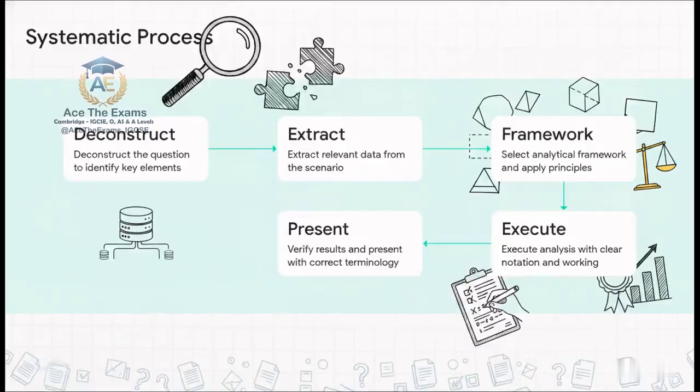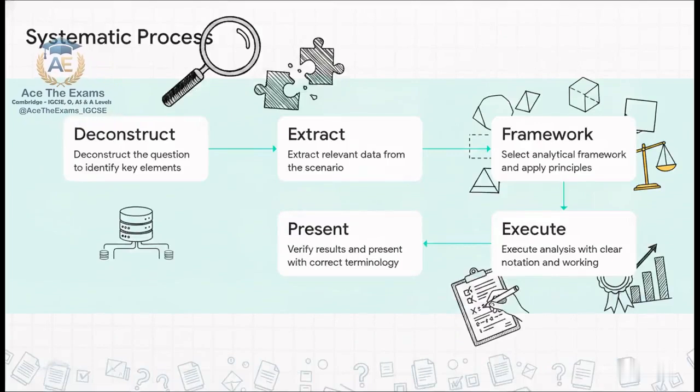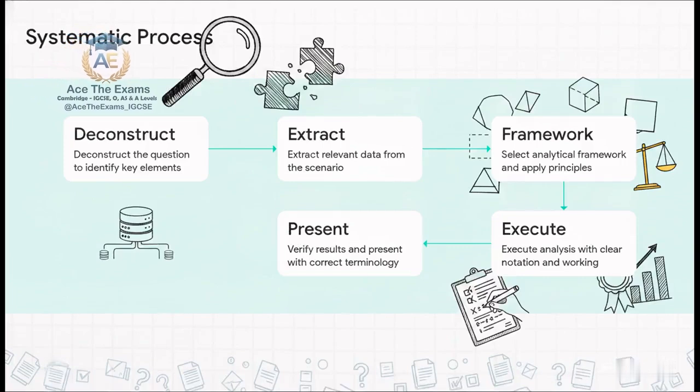So how do you actually guarantee those method marks? You follow this exact 5-step standardized sequence. First, deconstruct the question. Second, extract the relevant data from the scenario. Third, select your analytical framework. Fourth, execute your analysis with really clear notation. And finally, verify and present your results using perfect terminology. I promise you, this processing sequence is exactly what examiners are scanning for when they're grading your paper.